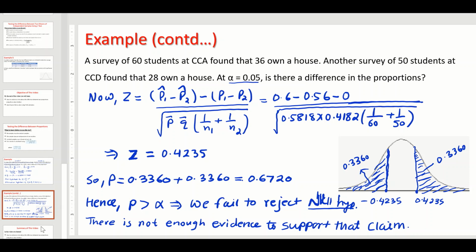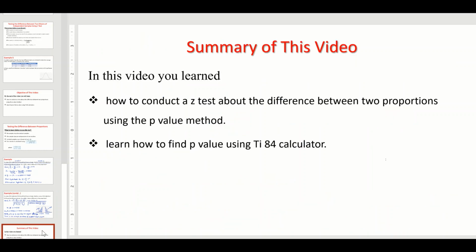So let's see what we have learned in this video. Summary of this video. In this video, you learned how to conduct a z-test about the difference between two proportions using the p-value method. And also you learned how to find the p-value using the TI-84 calculator.